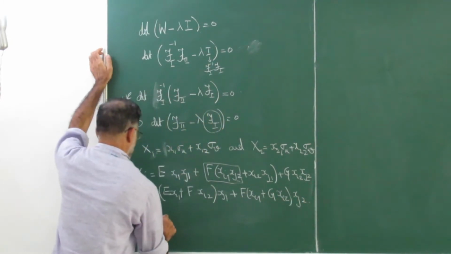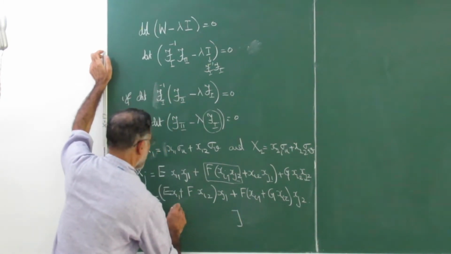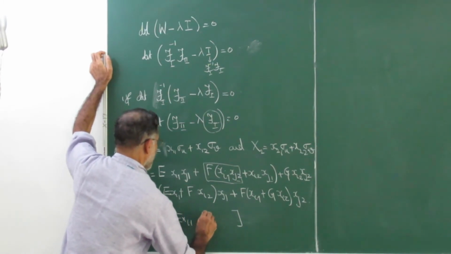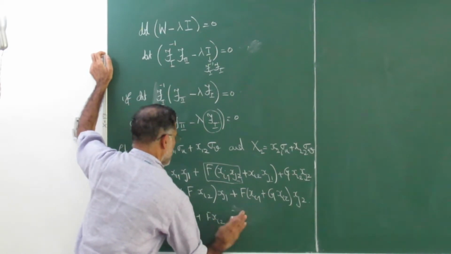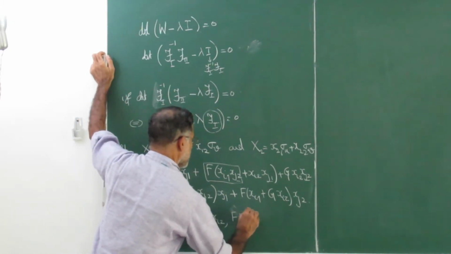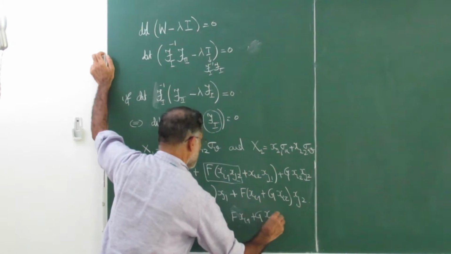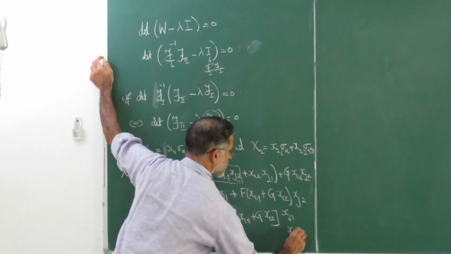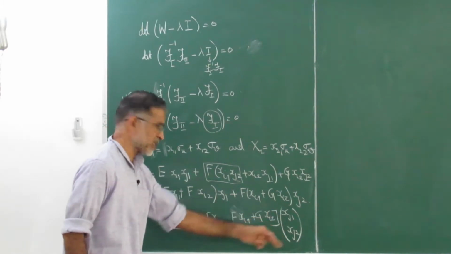Okay, so if you write this as an equation, it will be something like this: E x I1, F x I2 plus F x I2, that's the first factor, then F x I1 plus G x I2, and x J1 x J2. Okay, so this is a 1 by 2 matrix, this is a 2 by 1 matrix.